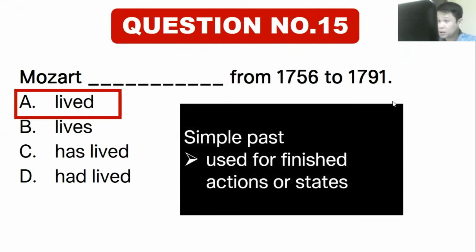Number 15 still, simple past used for finished actions or states. Usually there is a time element here. For example, I studied my lesson last night. So it's a finished thing. When did you study your lesson? Last night. I saw Anne yesterday. So saw, simple past. When did you see Anne? Yesterday.